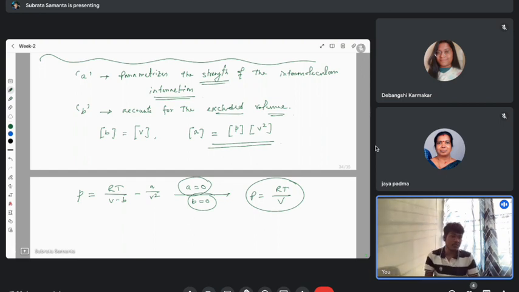So whatever way you modify the equation of state, in the limit a goes to 0, b goes to 0, we are going to the ideal gas. Once you turn off the interaction and the finite size effect, you go to the ideal gas.